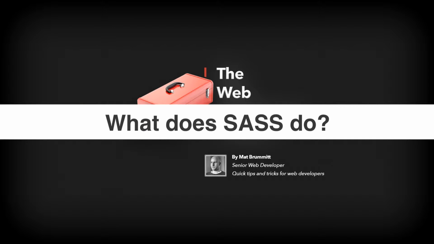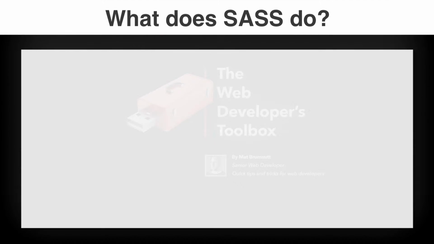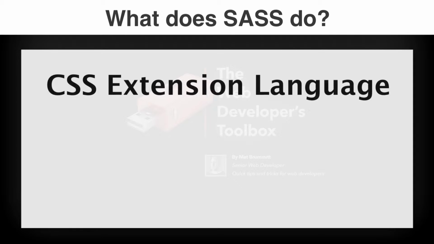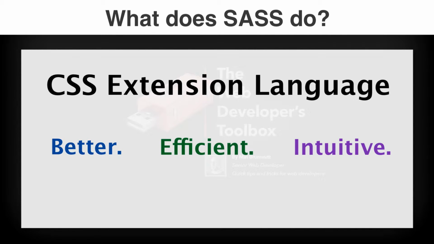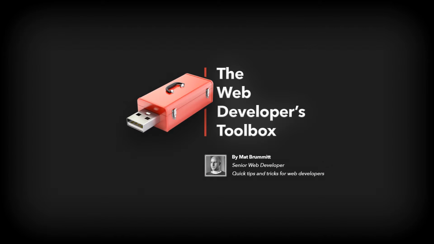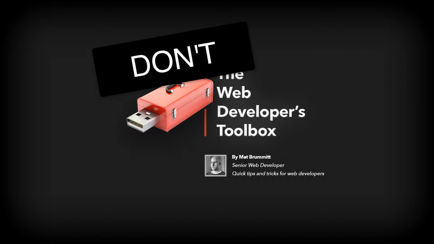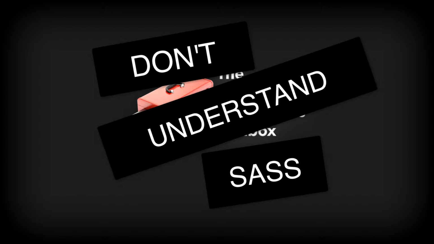So what is SASS and what does it do for you? SASS is a CSS extension language. Quite simply, it's a better, more efficient and vastly more intuitive way of structuring CSS. We'll look at some examples in a moment, but first I want to be clear about something very important. Web browsers don't understand SASS at all.